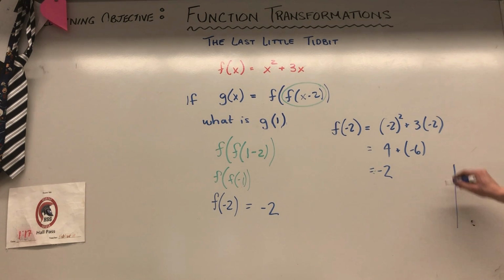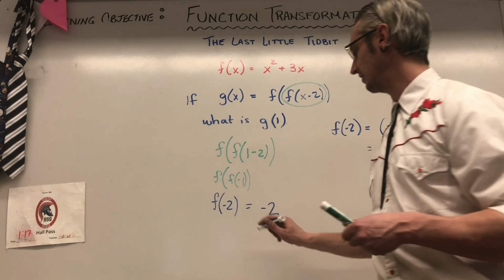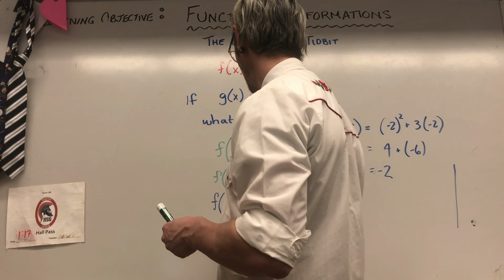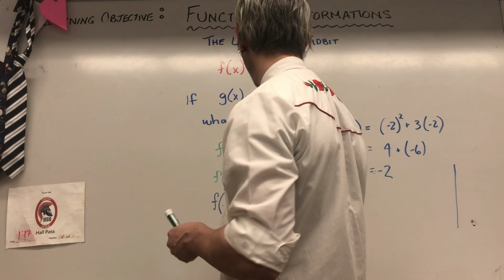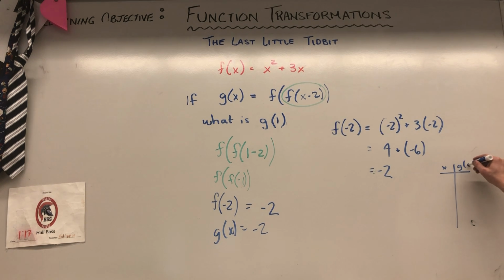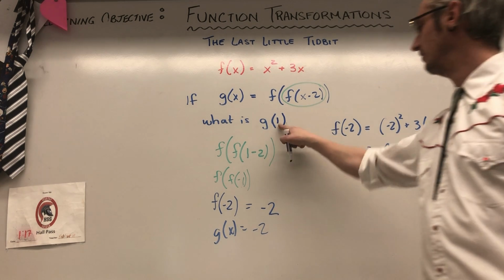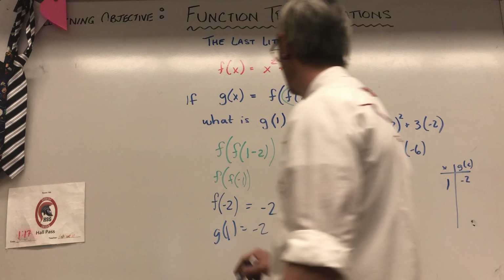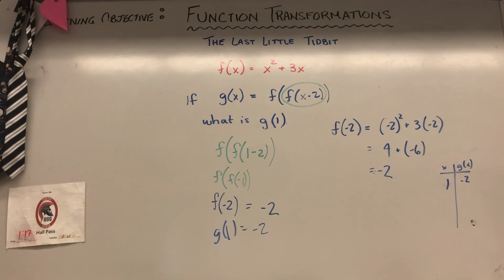And that's what g of x is going to equal. So g of x is going to equal all of this, which we've turned out to be -2. So in my table of values for g of x, I'm going to have 1, because that was my input. So g of 1 is equal to -2.